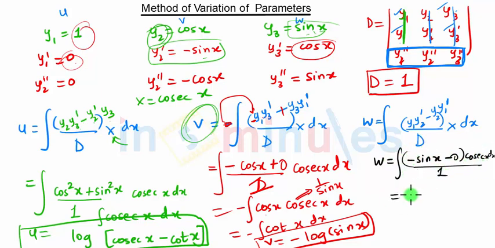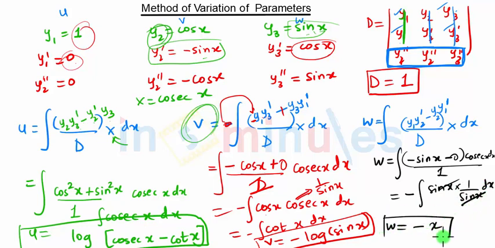So this minus sign can be taken outside, so we get minus integration of sin x, and cosecant x can be written as 1 upon sin x into dx. So sin x will get cancelled, we get minus integration of dx. So integration of dx is nothing but x. So this is our w.